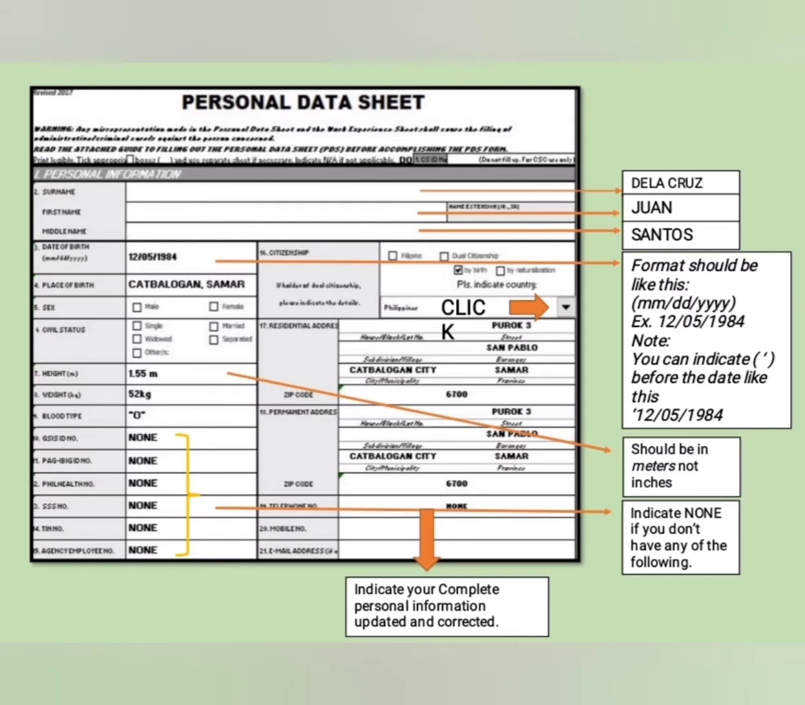The next is the citizenship. You can click if Filipino or dual citizenship by birth or by naturalization. Please indicate the country. You can click the arrow button, the Philippines, and then the residential address. So fill out the house number, the street, the municipality or city, province, and then the zip code. Same din sa permanent address. The telephone number kung wala, none, and then the mobile number, email address. Please indicate your complete personal information, updated and corrected.